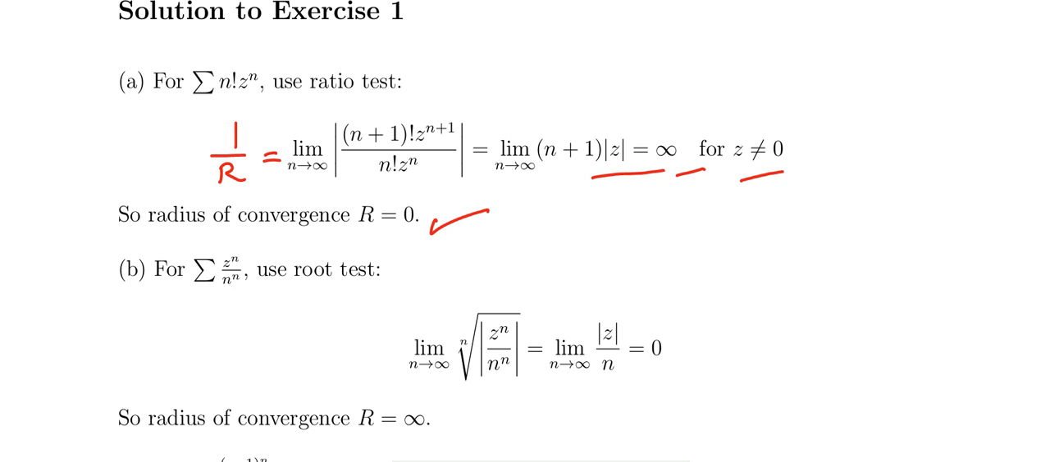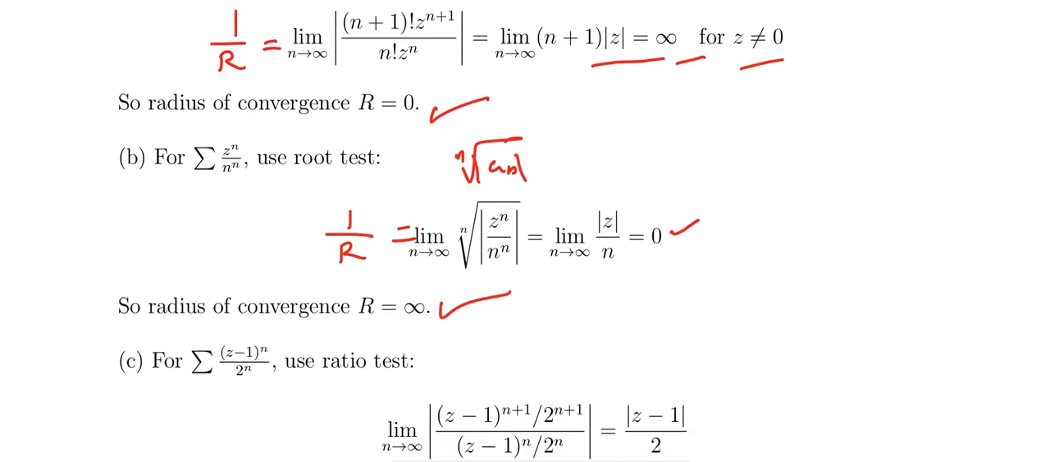In the same way, the nth root of a n, limit n tends to infinity, this is equal to z power n divided by n power n, whole power 1 by n, that is z by n. As n tends to infinity this is equal to 0, this is equivalent to 1 by r. So radius of convergence is r equal to infinity.